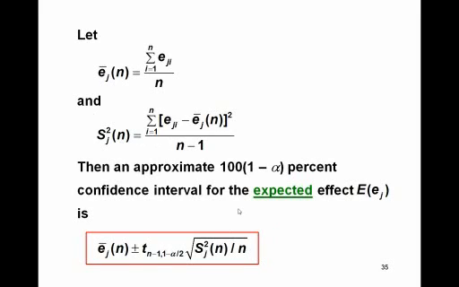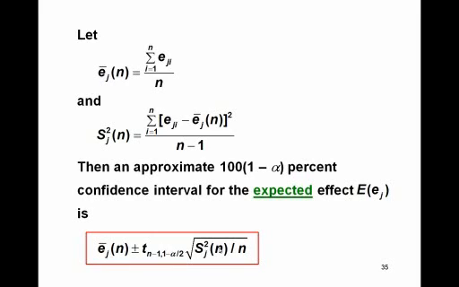And then we get our standard t confidence interval from statistics, which is the one that's usually recommended. An approximate 100 times 1 minus alpha percent confidence interval for the expected or mean effect, E of E sub j, is given by the standard formula. For example, if alpha was 0.05, we'd be going after a 95% confidence interval, which is standard in statistics. If alpha was 0.1, we'd be going after a 90% confidence interval, which is somewhat widely used in simulation itself.